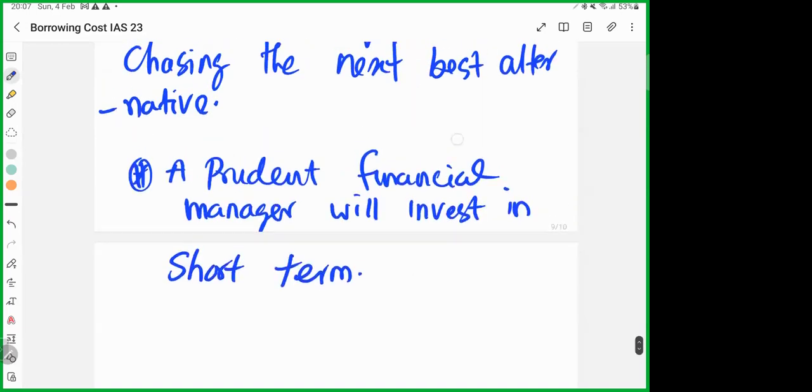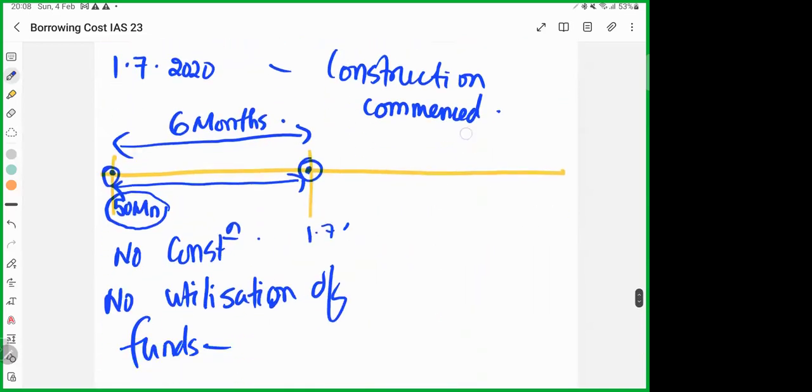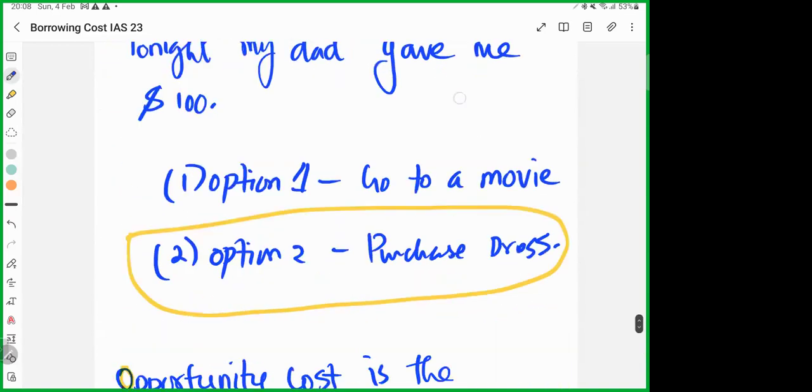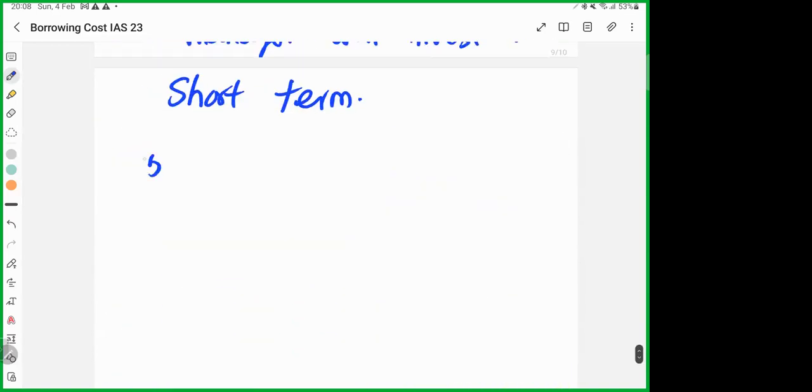So suppose, let's say, for a short term deposit you have 4%. So how to calculate that? 50 million into 4% into 6 over 12. What is the answer? Okay. $1 million.